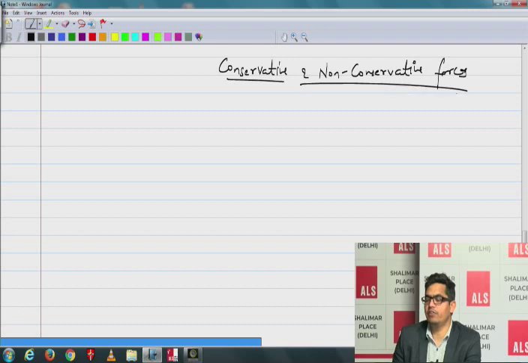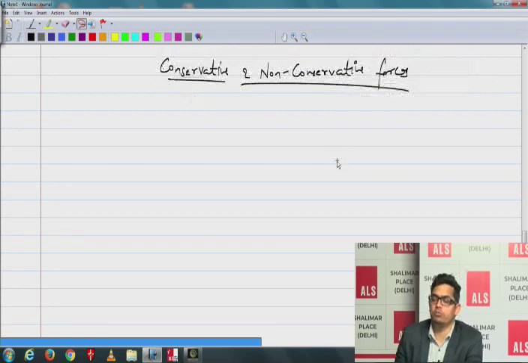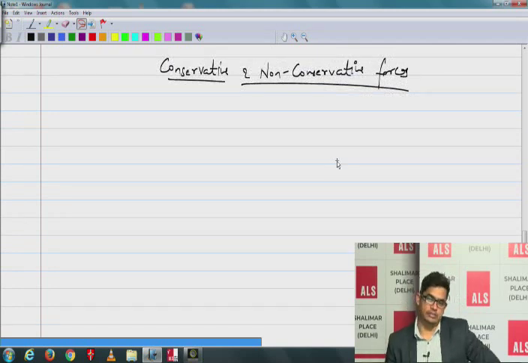Now, what are conservative and non-conservative forces? There are certain forces whose work done does not depend on path. It just depends on the initial and the final position of the body. These forces are known as conservative forces. So, conservative forces are those forces whose work done does not depend on the path taken.